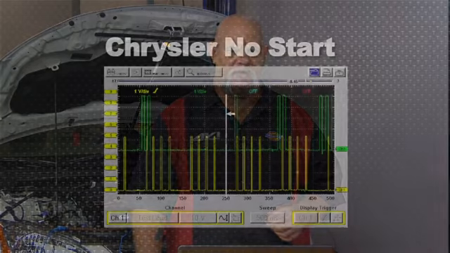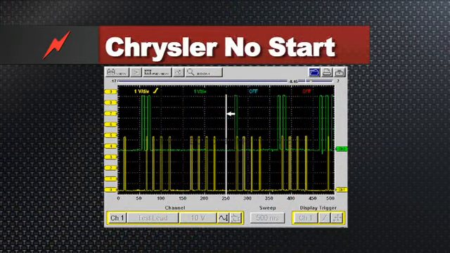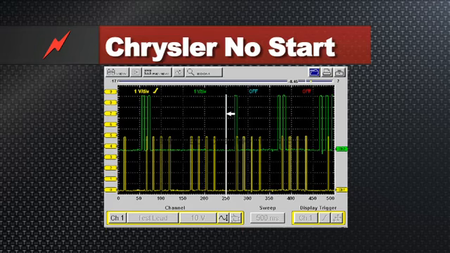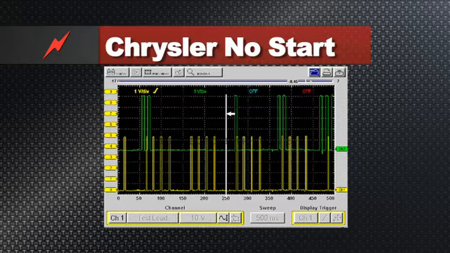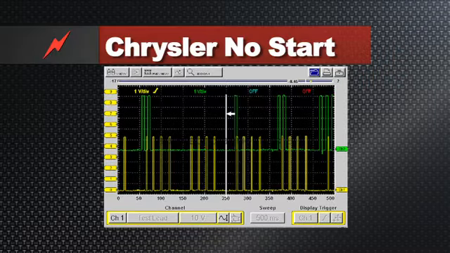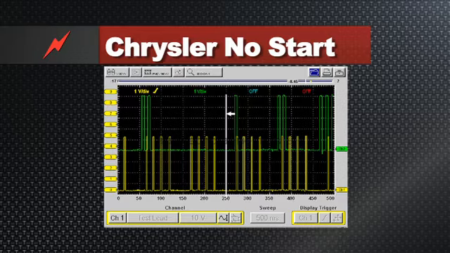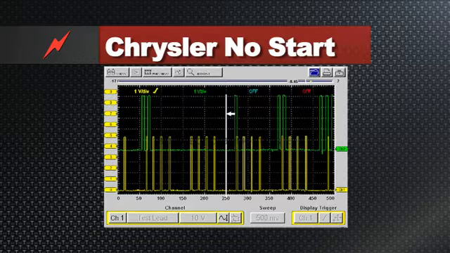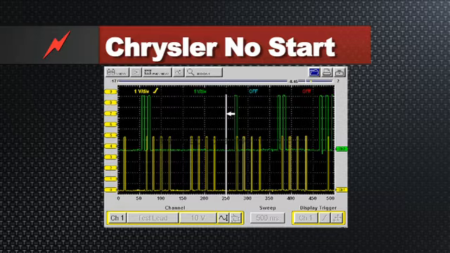Let's look at the scope pattern here. You can see the yellow is the 4 pulses, a space, 4 pulses, space. That is the trigger from the flywheel that triggers the crankshaft sensor, the slots in the flywheel. The top you can see is the camshaft sensor, and the cursor arrow in the center is where the cam pulse should be. So the 2 pulse, the 1, the 2, and then the 3 is supposed to line up in the middle of the 4 pulses.